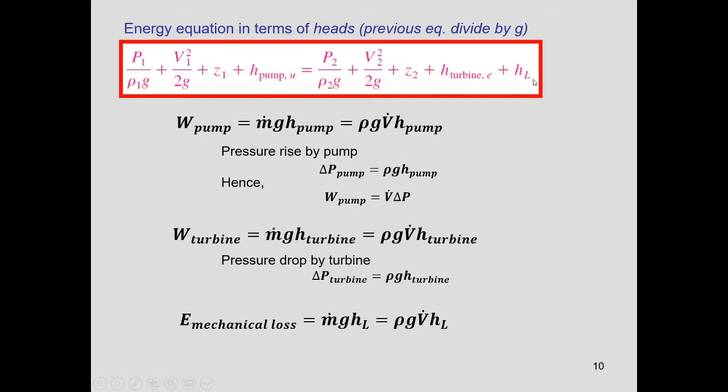And then there is a losses term, h_L. What you get here is in units of meters, but if you want the units in energy, the mechanical energy loss is equal to m dot g h_L, or density times g times V dot times h_L. It is just the same: W pump, W turbine, and also the energy of the mechanical loss.